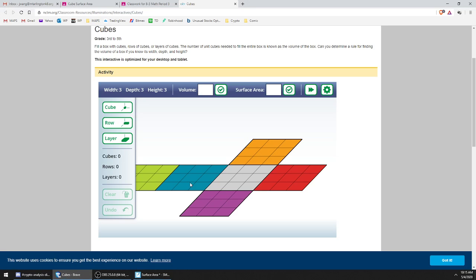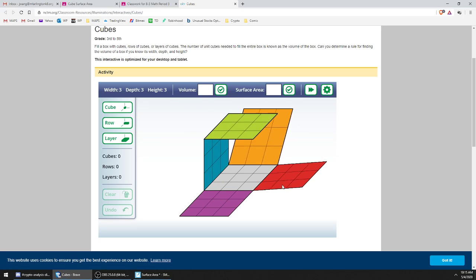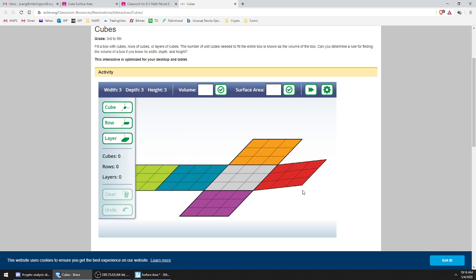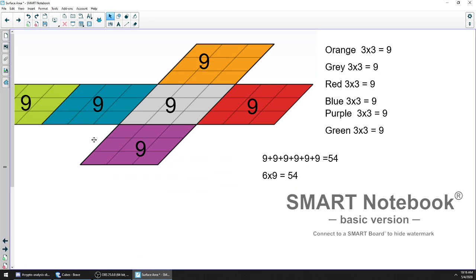So this is one method of solving for surface area. I take a shape and I turn it into a 2D figure by opening it up and looking at every single side. The face. For each face, there is an area, and then I add up all the areas. So that's one way you can solve surface area.